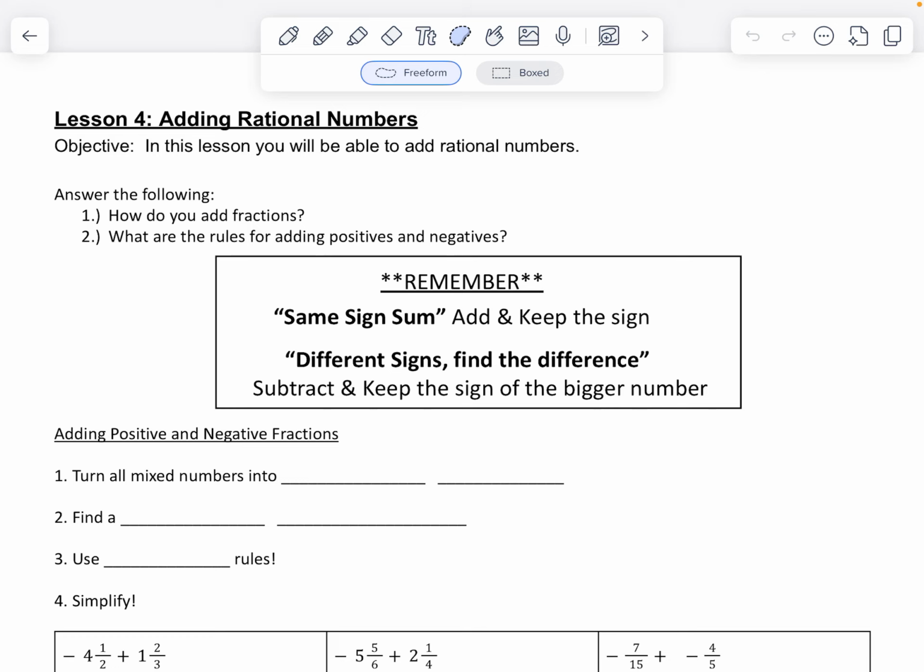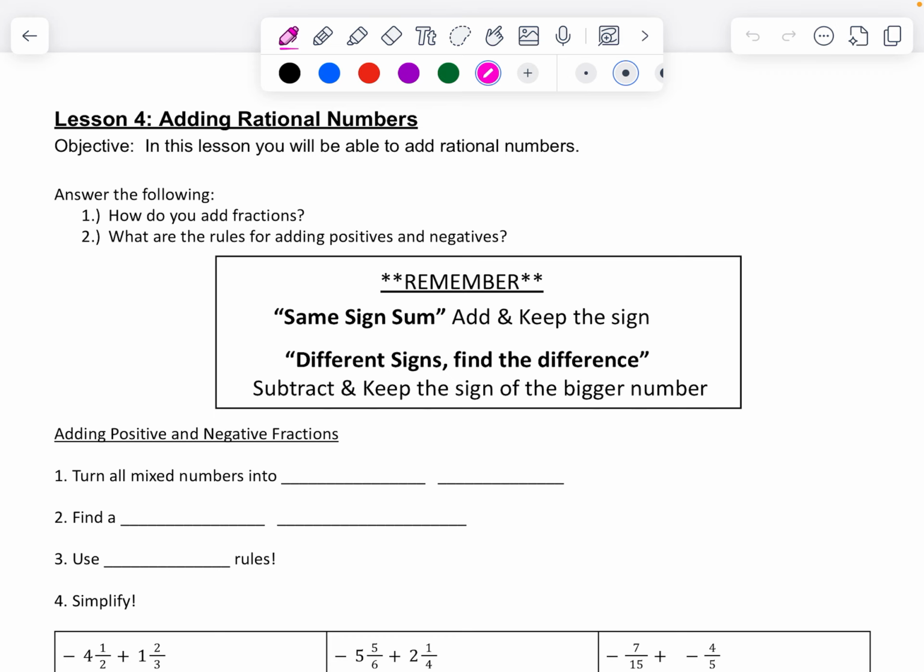And then we have some reminders about our different signs. Remember that when we have different signs, we're technically thinking about subtracting. And then we're always thinking about, okay, do I have more positives? I'm going to have a positive answer. Or do I have more negatives? So therefore, I'm going to have a negative answer.